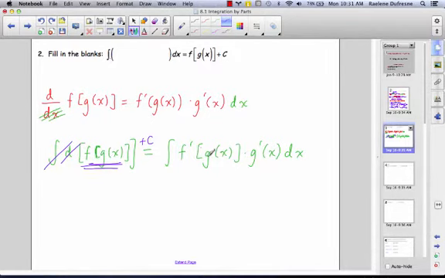So we know that this stuff must be filled with f prime of g of x times g prime of x, namely by the chain rule for composition, derivative of a composition.